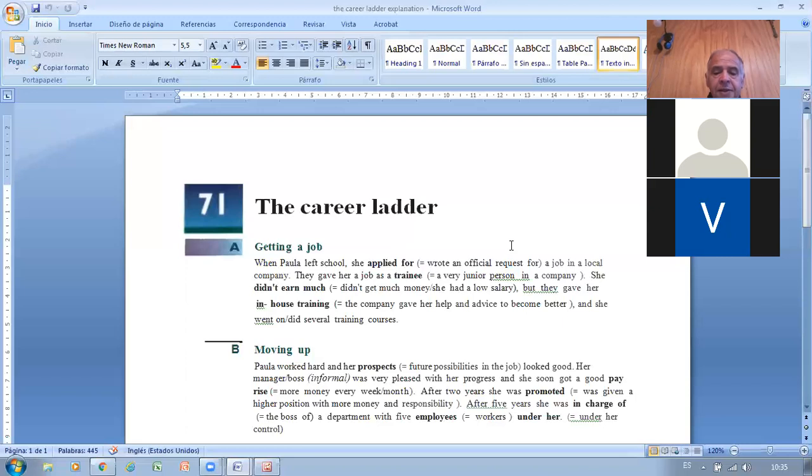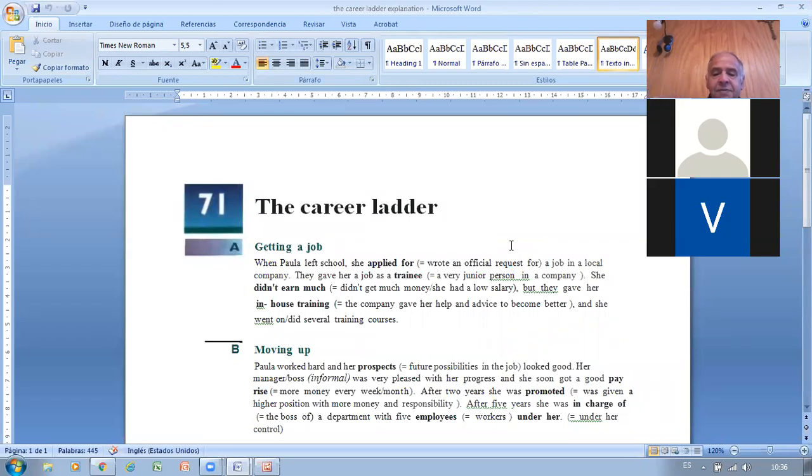All right. What is a pay rise? More money every week or month. After 2 years, she was promoted, was given a higher position with more money and responsibility. Remember that it's pronounced money. After 5 years, she was in charge of a department with 5 employees under her. Under her control.